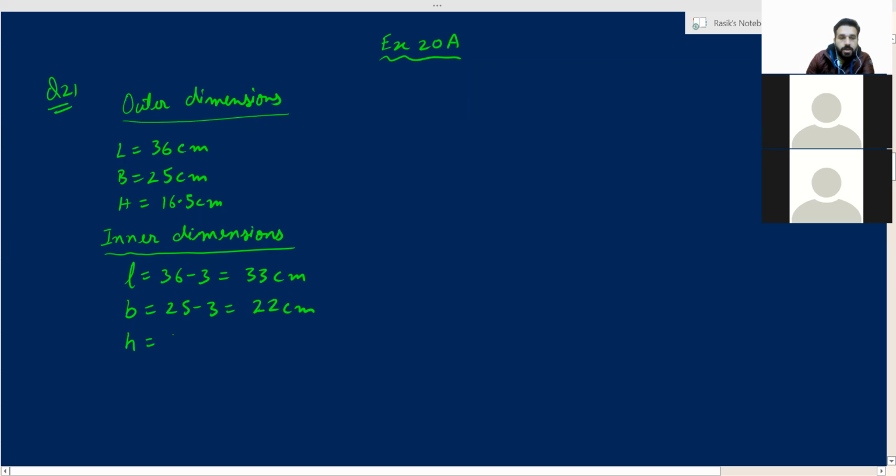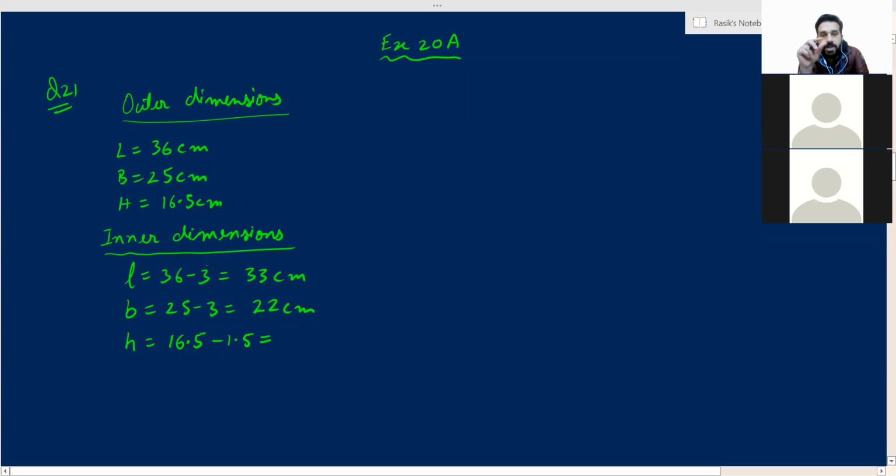And what will be the outer height of the cuboid? Outer height is 16.5. What will be the inner height? Sir, 14.5. Not 14.5, it will be 15. We will subtract only 1.5. Why are we not subtracting 3 now?